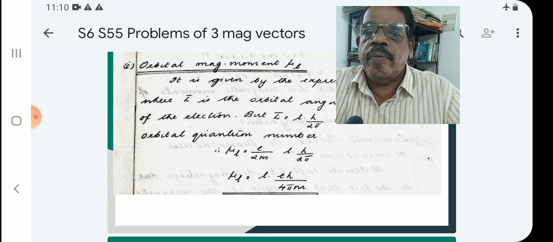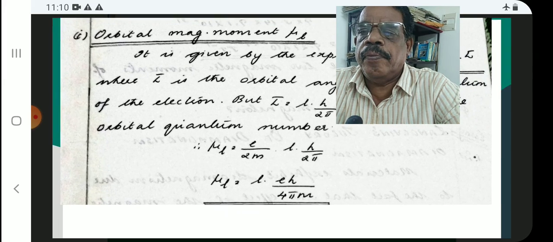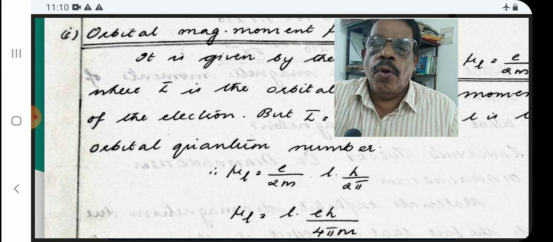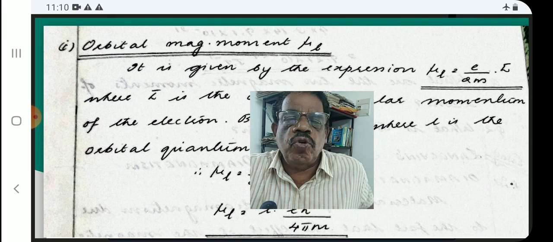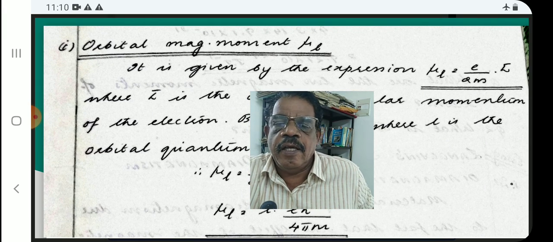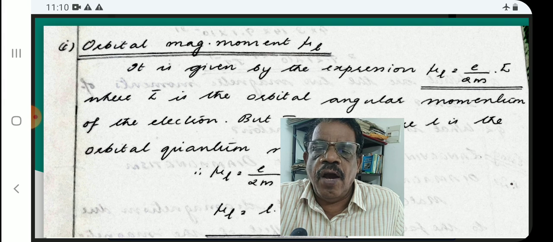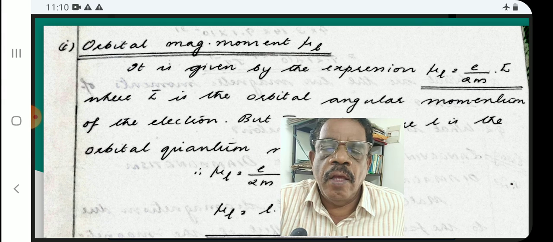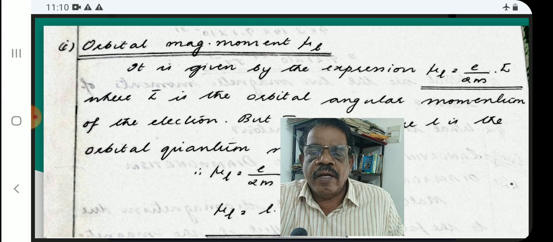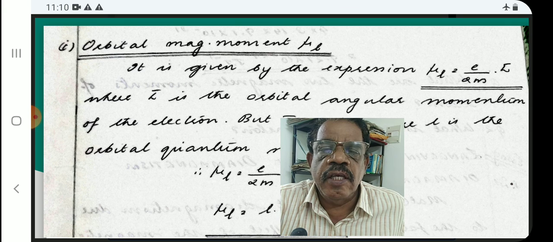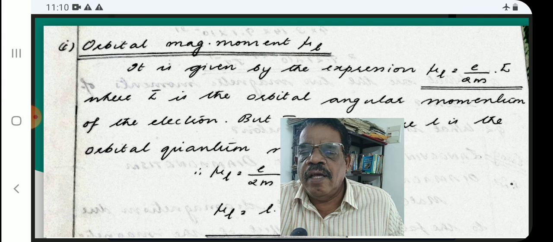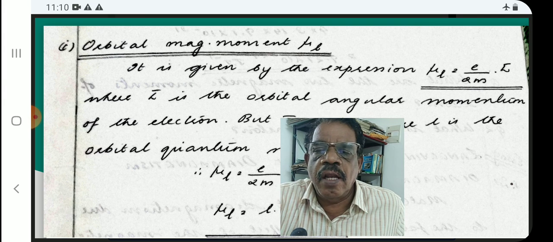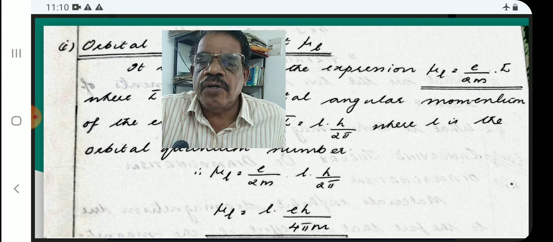Number one, orbital magnetic moment. Orbital magnetic moment mu L. It is given by the expression mu L is e by 2m into L vector, capital L vector, where capital L is the orbital angular momentum. L vector is the orbital angular momentum of the electron.